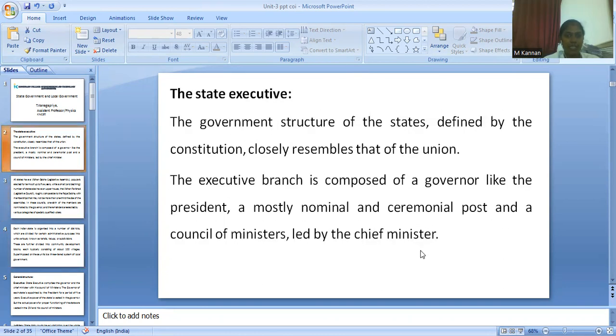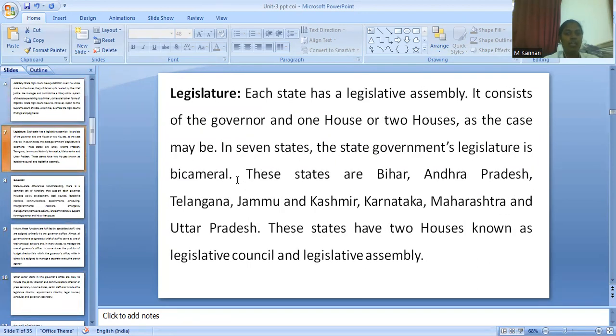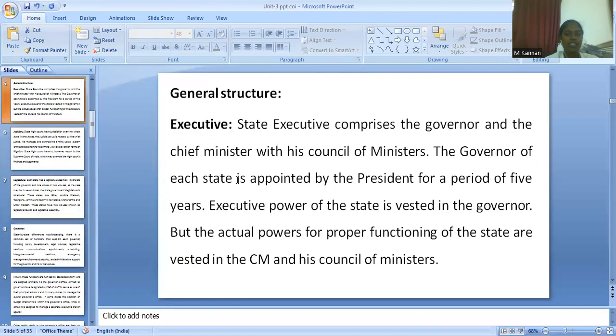The state executive government. The structure of the state is divided into general structures: executive, judiciary, and legislature. In the executive, the state executive comprises the governor and the chief minister with his council of ministers.